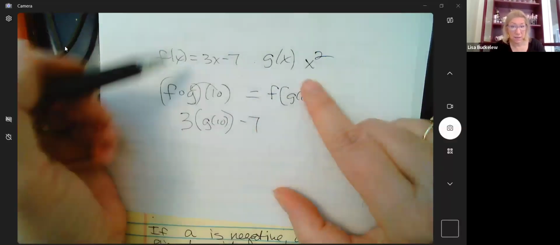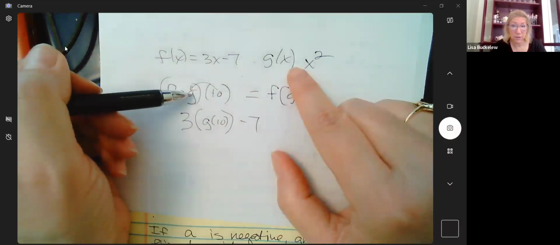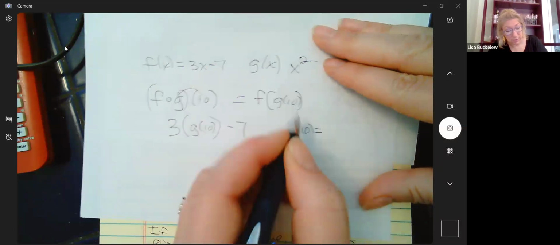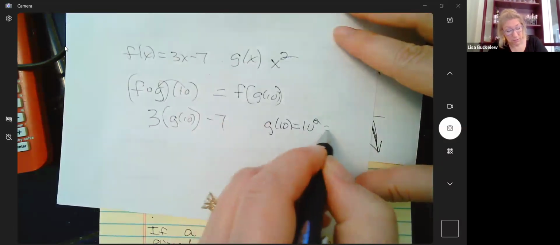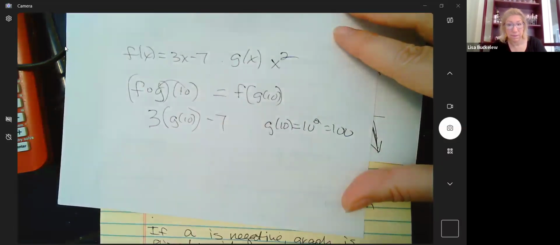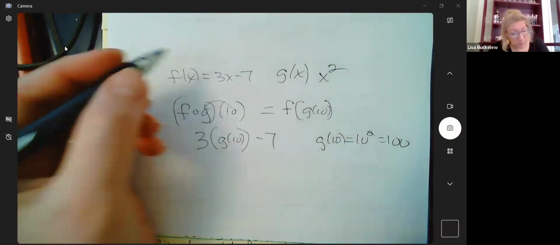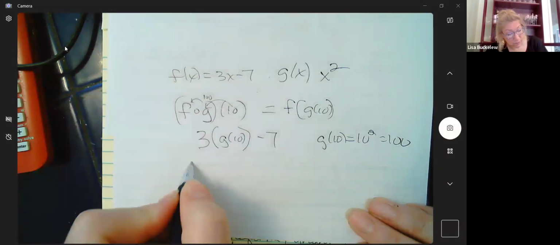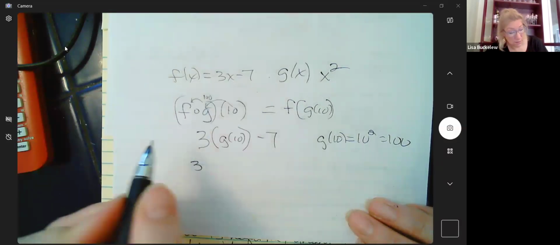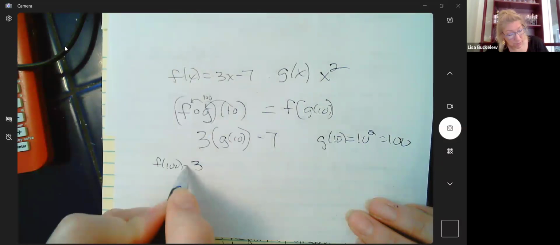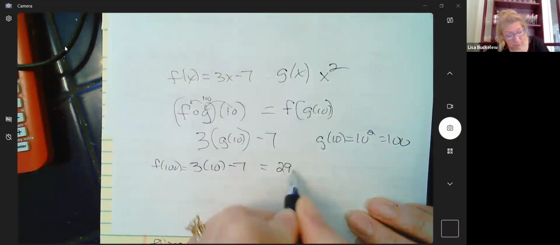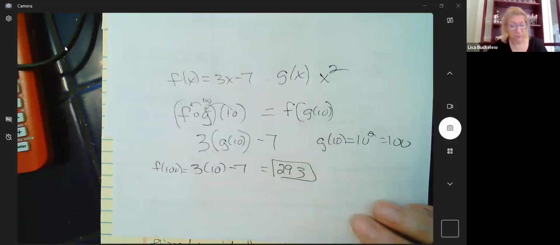So I'm going to take 10. I'm going to run it through the first one over here, 10 squared. So g of 10, I'm just making a note to myself over here, is 100 because I'm squaring it. So what I'm going to use is 100. I got 100 out of this. I'm going to plug that into f of x. So I'm going to do f of 100. So 3 times 100 minus 7. 300 minus 7, 293. Okay.